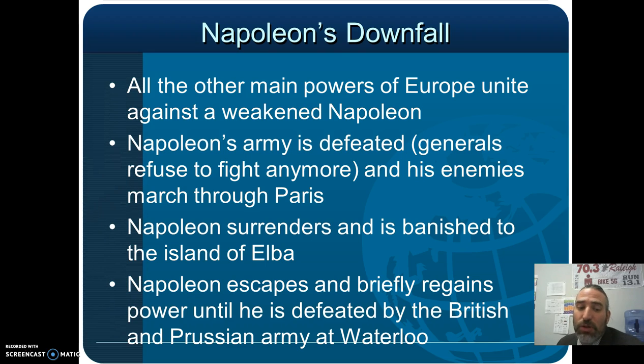But eventually he's able to escape Elba and return to France. And the people of France are all stoked. They're excited. Napoleon's back. He's going to bring greatness to France again. So they rally behind him and he starts to expand France's territory, invade other places. But he's defeated by the Prussians and the British at the Battle of Waterloo. And this time they banish Napoleon again.